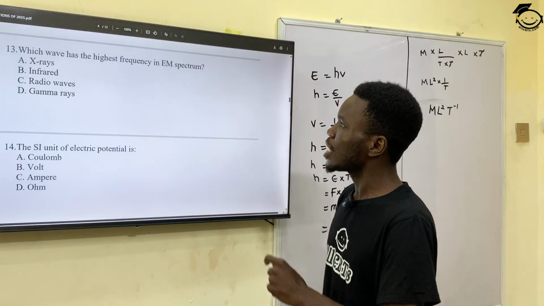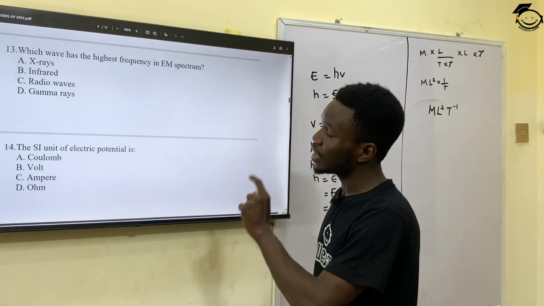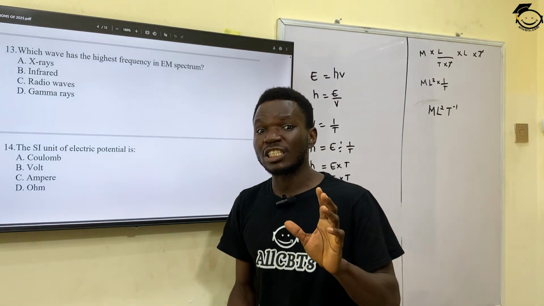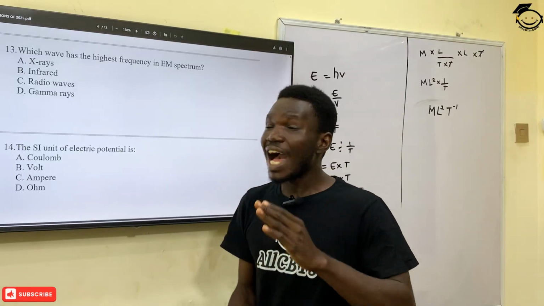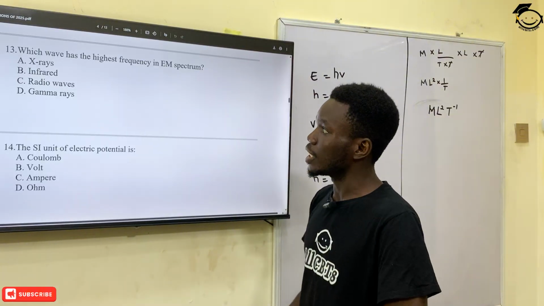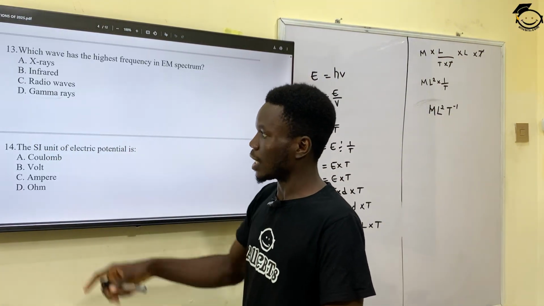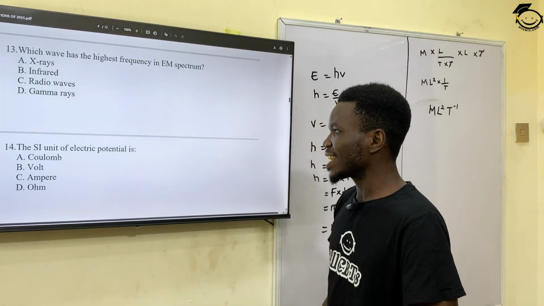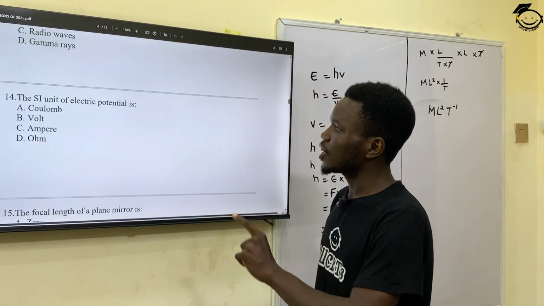Question number 13 says, which wave has the highest frequency in the electromagnetic spectrum? In the EM spectrum, we discovered that the gamma rays have the highest frequency in the electromagnetic spectrum, which is option D, gamma rays. So question number 14 says, the SI unit of electric potential is dash.